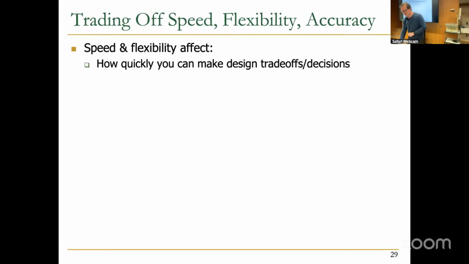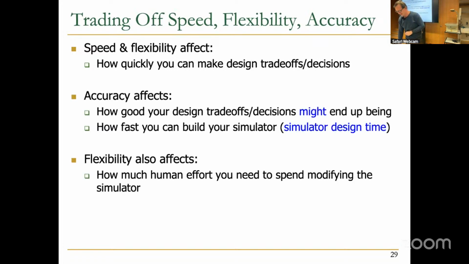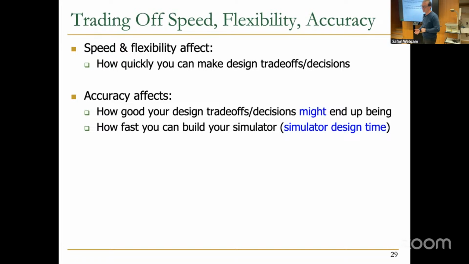Okay, basically, it's usually a trade-off. For example, speed and flexibility affect how quickly you can make design decisions and trade-offs. Accuracy affects how good your design decisions might end up being and how fast you can build your simulator. So simulator design time is another metric, basically: how fast you build your simulator. In fact, this is really important because if you're designing a relatively different architecture, and if you don't have a good simulator for it, you may not be able to start, right?